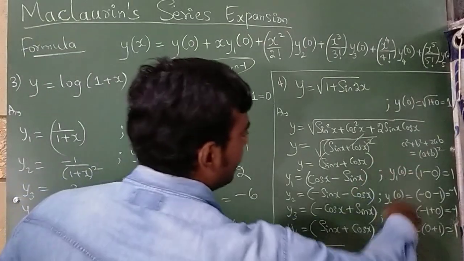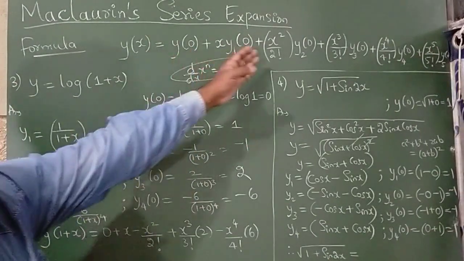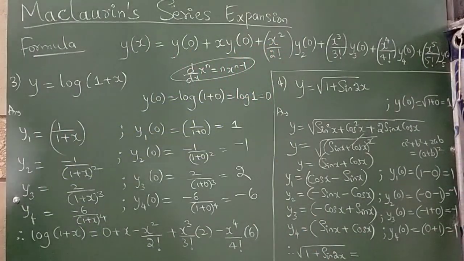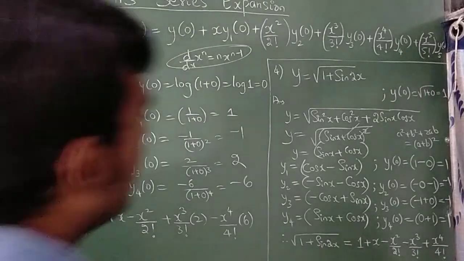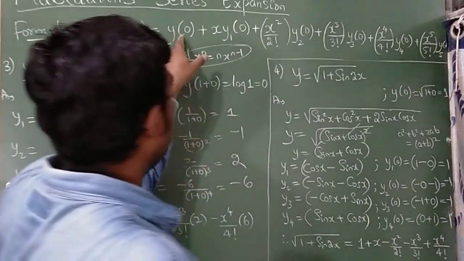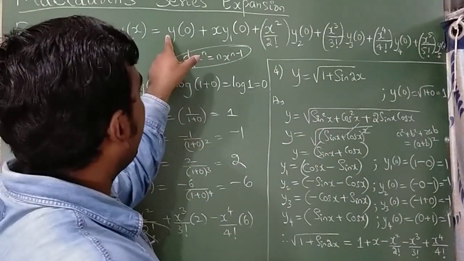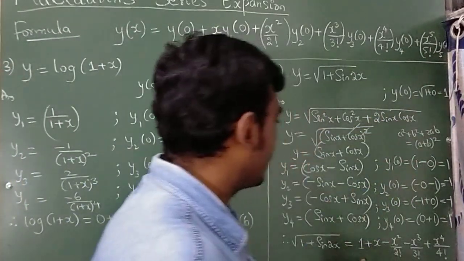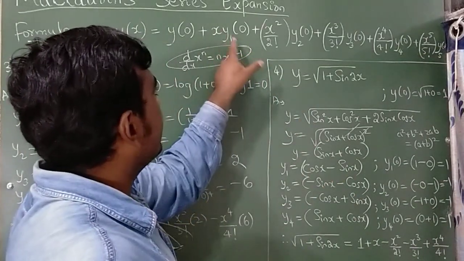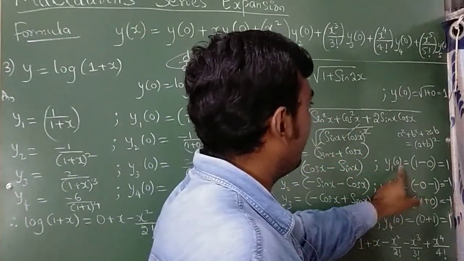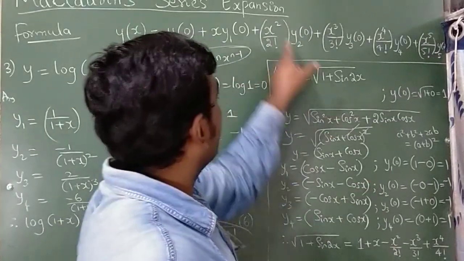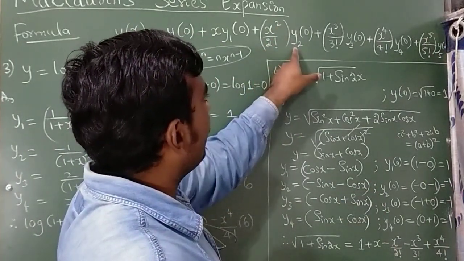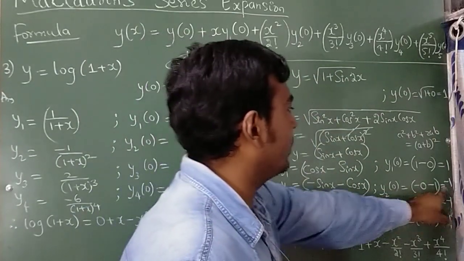Now I need to substitute all these values in the formula. Fine. So substituting these values in the given formula, y of a 0 is how much? 1. So I have written here 1 plus x into y1 of a 0. Y1 of a 0 is 1. So it is only x minus x square divided by 2 factorial y2 of a 0. So y2 of a 0 is minus 1.